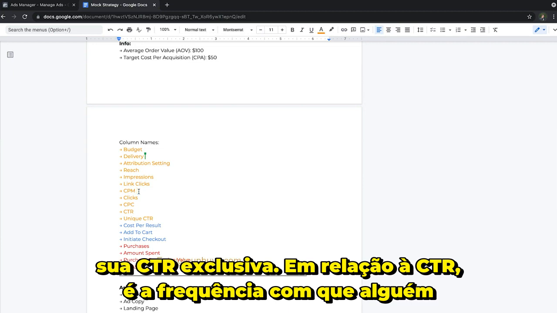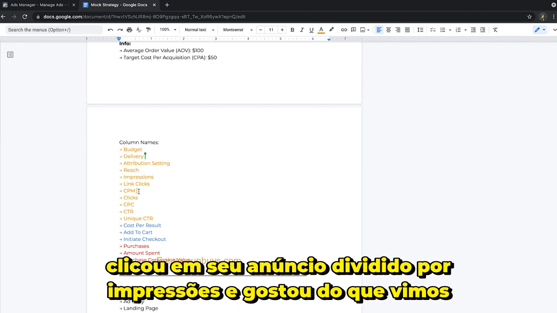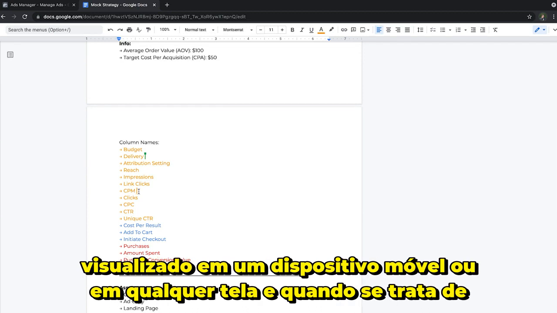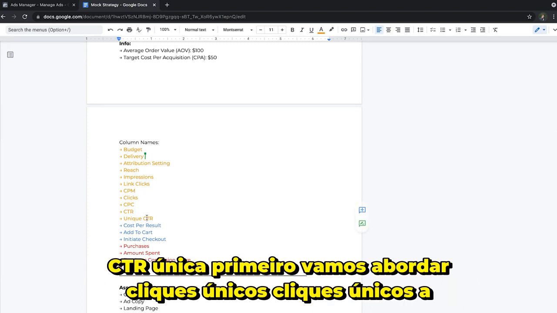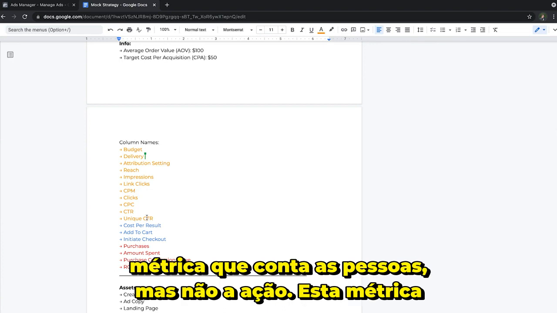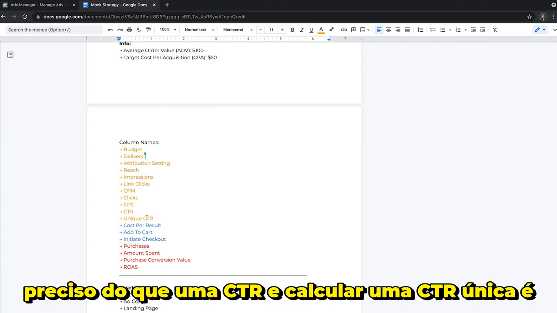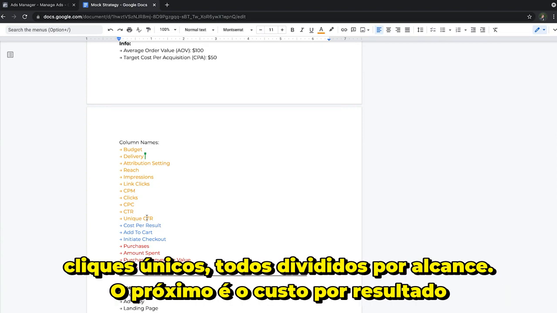So in regards to CTR, it's how often someone clicked on your ad divided by impressions. And like what we covered earlier, impressions is how many times your ad was viewed on a mobile device or on any screen. And when it comes to unique CTR, first let's cover unique clicks. Unique clicks is a metric that counts people but not the action. This metric uses sample data and is an estimation. It's much more accurate than CTR. And to calculate unique CTR, it's unique clicks all divided by reach.